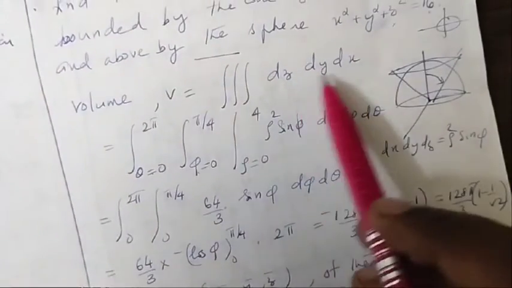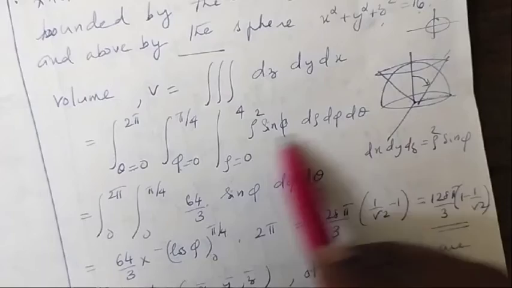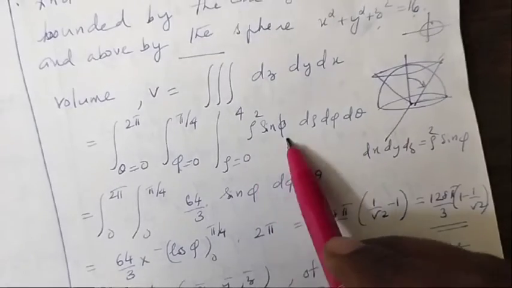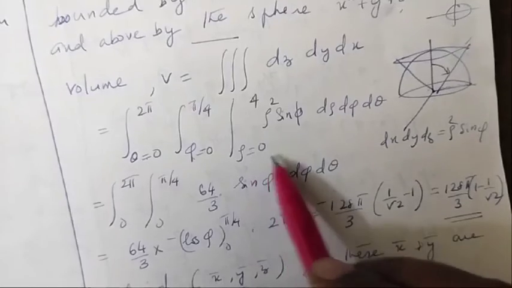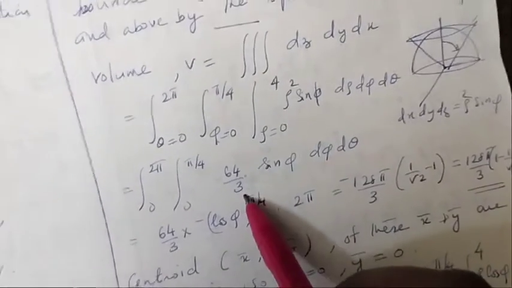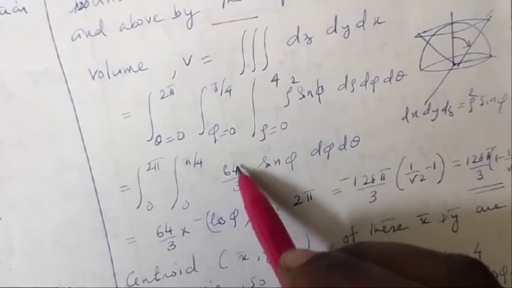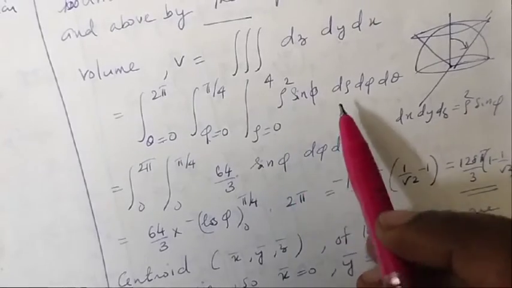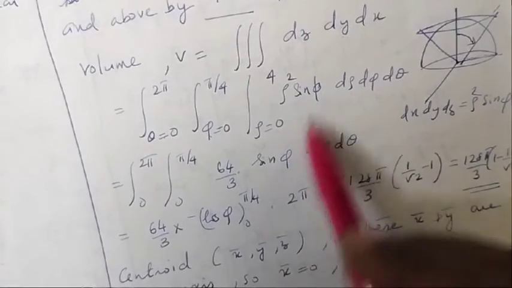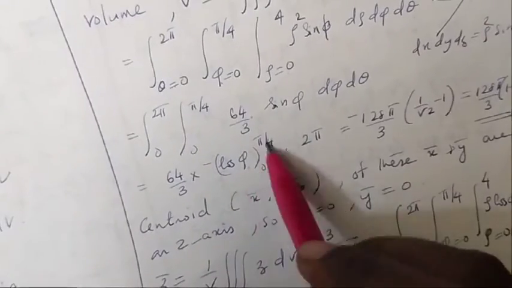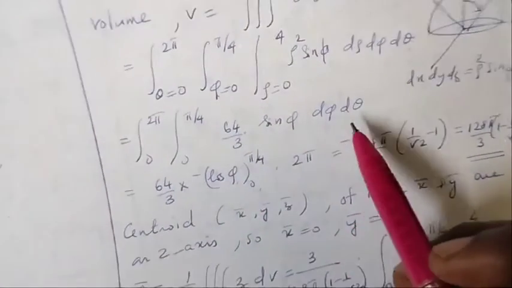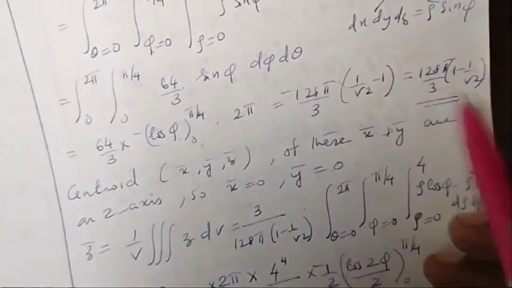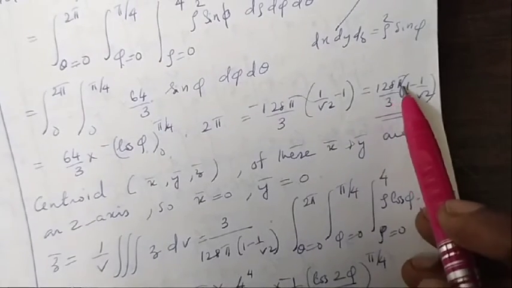Okay. Then dz dy dx in the spherical coordinates is rho square sine phi d rho d phi d theta. So first of all, integrating with respect to rho, it is rho cube by 3. So if rho is 4, it is 64 by 3. Then with respect to phi, the integral of sine phi is minus cos phi from 0 to pi by 4. Then with respect to theta, it is 0 to 2 pi, so it is 2 pi itself. So the volume is 128 pi by 3 into 1 minus 1 by root 2.